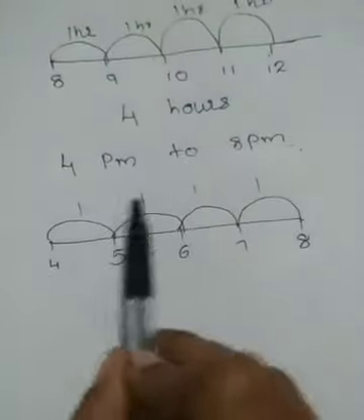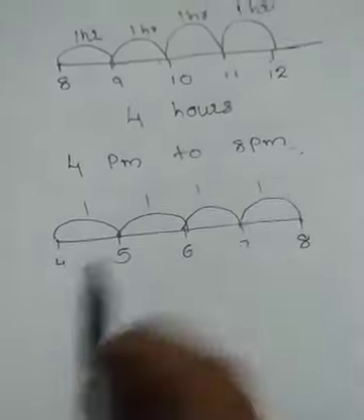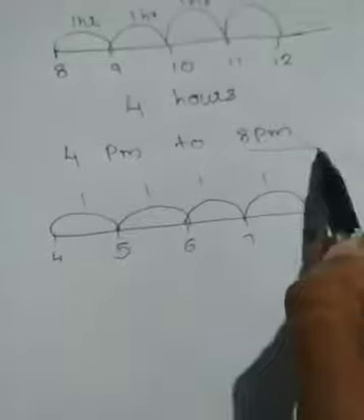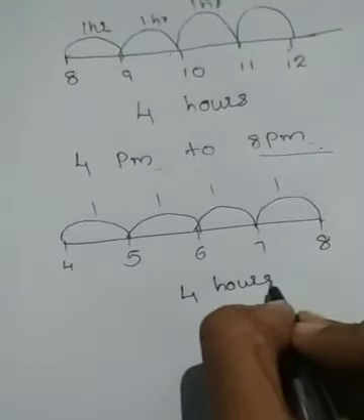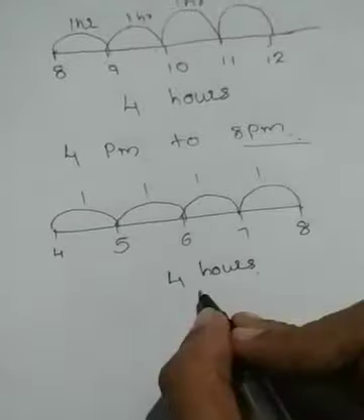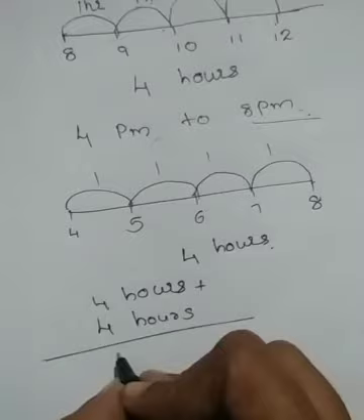The total time: 1 plus 1, 2. 2 plus 1, 3. 3 plus 1, 4. So the time from 4 p.m. to 8 p.m. is also 4 hours. The total working time is 4 hours plus 4 hours. That is 8 hours.